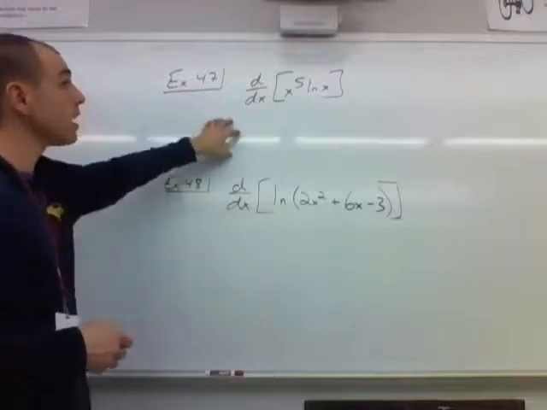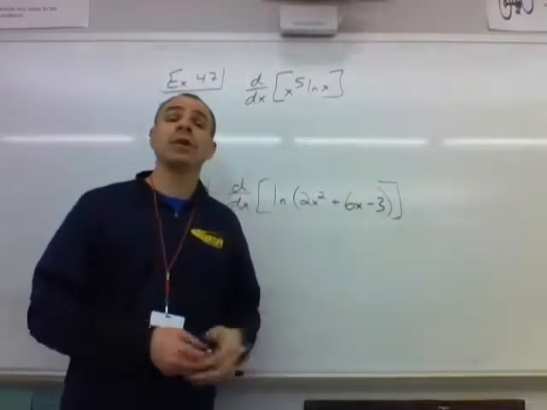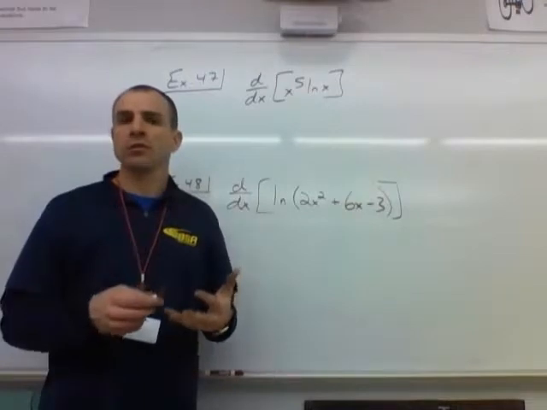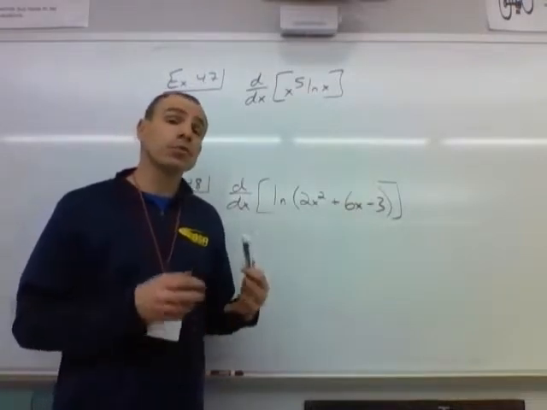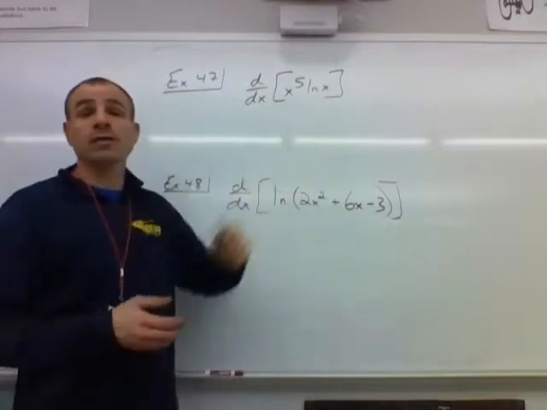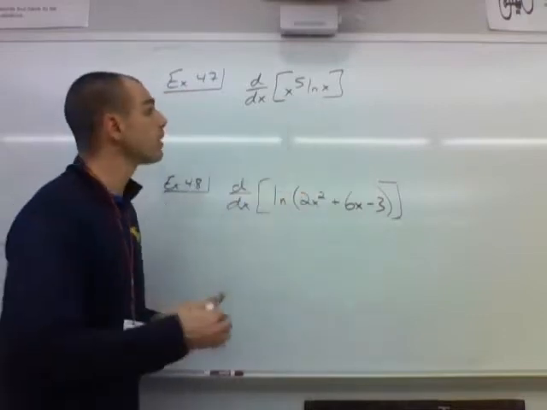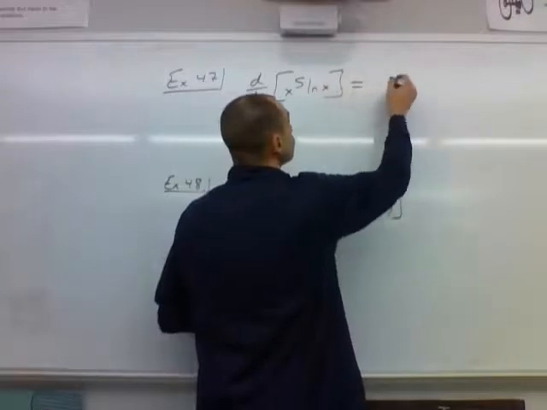For example 47, we have x to the fifth times the natural log of x. Okay, because I said the word times, it means we have a product, which means we need to use the product rule. So let's use the product rule to find the derivative of x to the fifth times the natural log of x. All right, product rule says derive the first term.